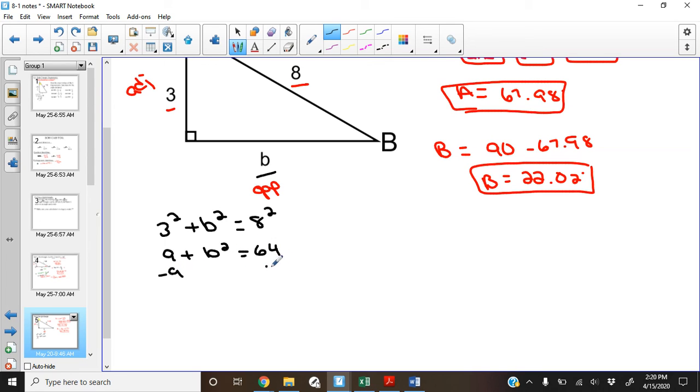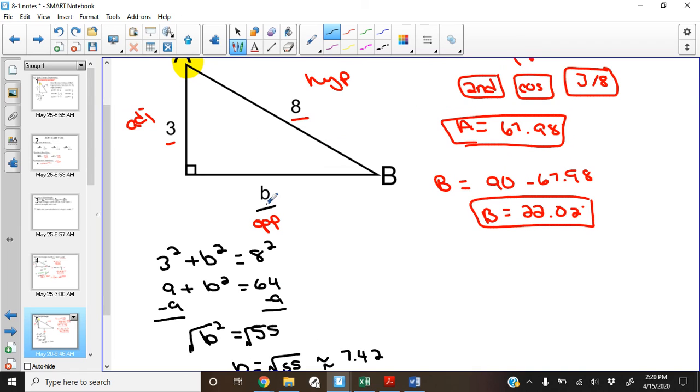Subtract 9 from both sides. You get b squared equals 55. And then square root both sides. You get b equals the square root of 55 for an exact answer, which then, if you were to type in, you would get the approximation of about 7.42. Now again, you definitely could have just used trig to find b as well, but it's good to use different methods at different times.